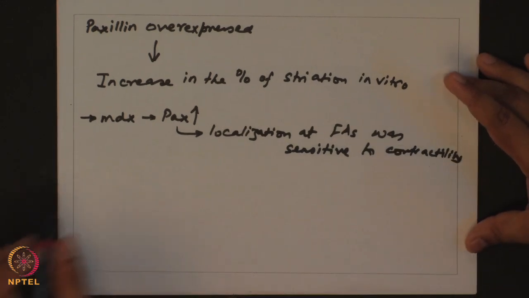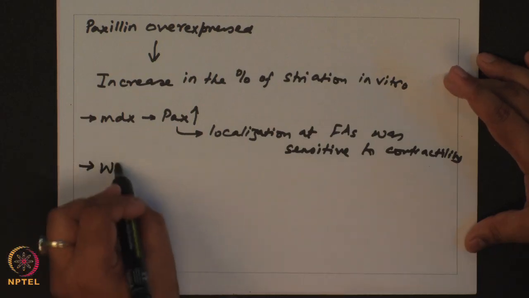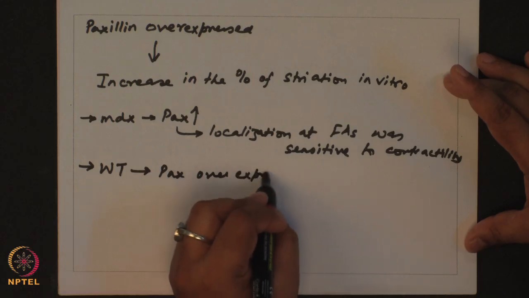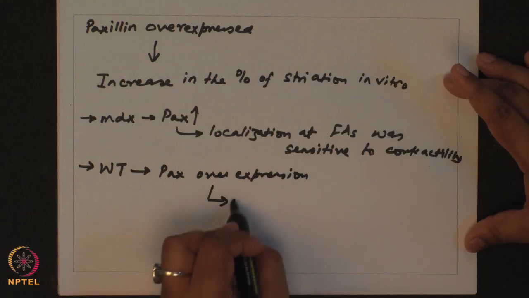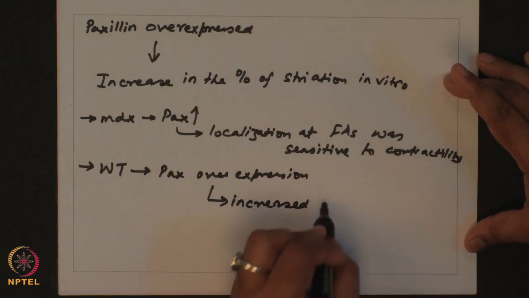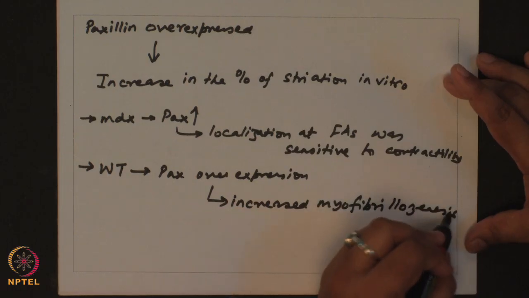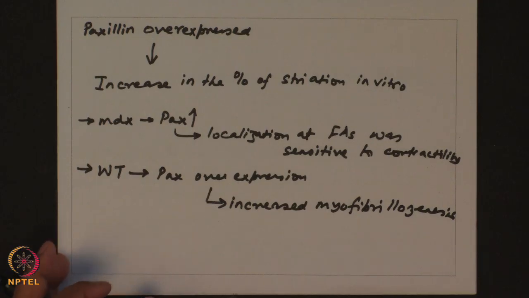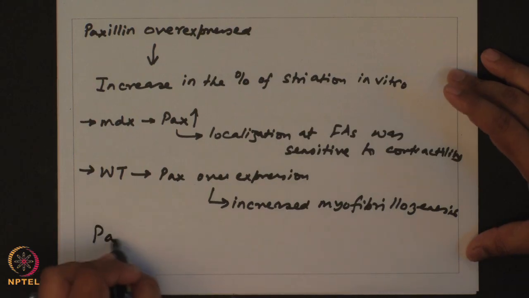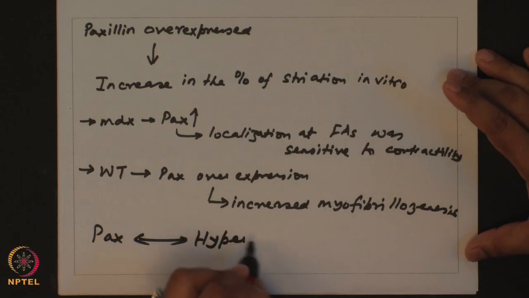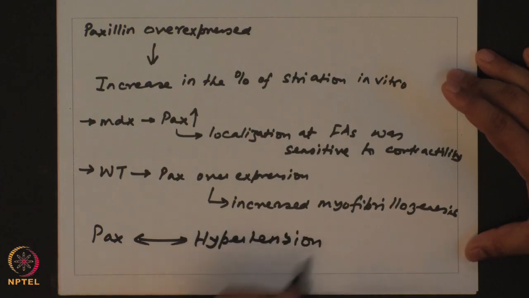And when you took control, or wild type, if you overexpress paxillin, so this led to increased myofibrillogenesis. So, these experiments suggest a link between paxillin and contractility or hypertension. So, you can assess it functionally using experiments like the relaxation experiments that I suggested.